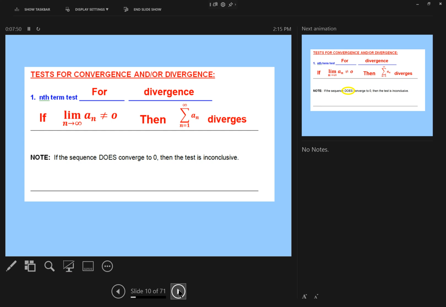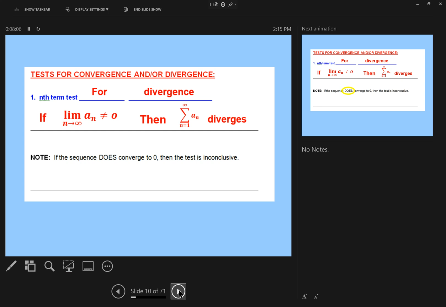So if the limit is not 0, then we know the series diverges. And this works a lot. This should be the first thing you always check for, because this can be an automatic, I'm done. If that doesn't work, then we go on to something else.